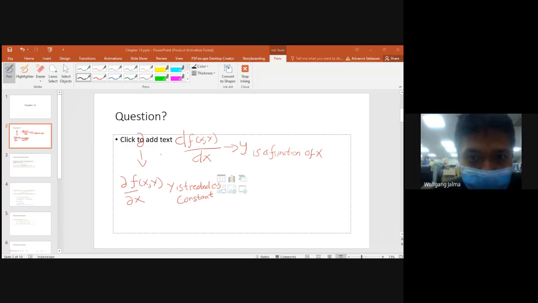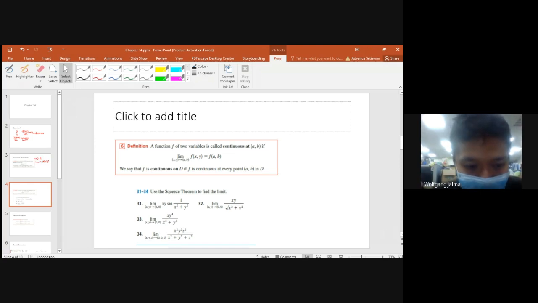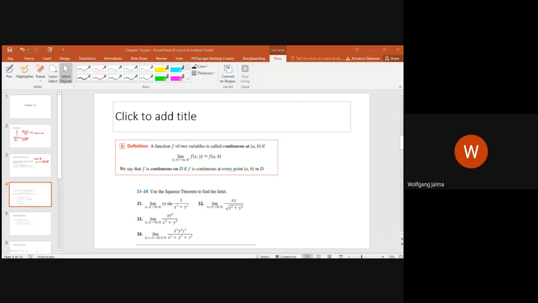Next is about continuity. Basically, for the continuity part, what we have here is, if it is continuous in x and it is continuous in y, it is continuous in xy.